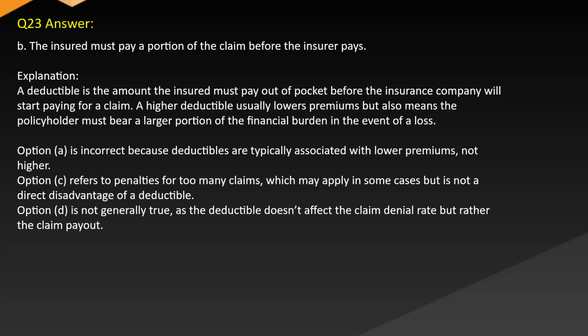Answer. B. The insured must pay a portion of the claim before the insurer pays. Explanation. A deductible is the amount the insured must pay out of pocket before the insurance company will start paying for a claim. A higher deductible usually lowers premiums, but also means the policyholder must bear a larger portion of the financial burden in the event of a loss. Option A is incorrect because deductibles are typically associated with lower premiums, not higher. Option C refers to penalties for too many claims, which may apply in some cases, but is not a direct disadvantage of a deductible. Option D is not generally true, as the deductible doesn't affect the claim denial rate, but rather the claim payout.